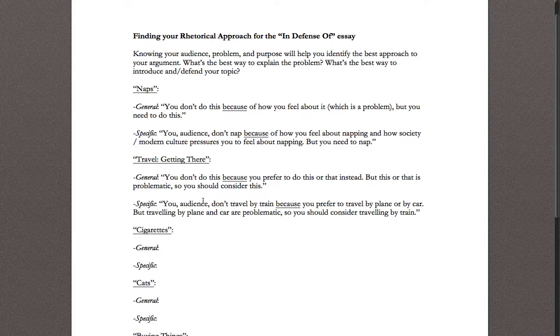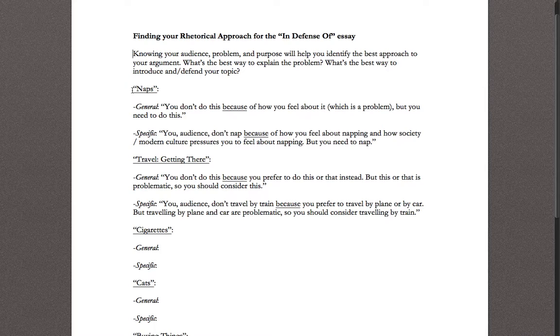to build our own rhetorical approach. So, what I mean by rhetorical approach: knowing your audience, problem, and purpose will help you identify the best approach to your argument. What's the best way to explain the problem? What's the best way to introduce and or defend your topic? These are the kind of questions that you need to be asking yourself always. These are critical questions that help you come up with answers about the best way to convince your audience.